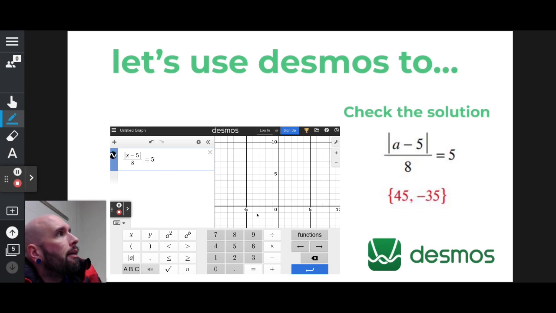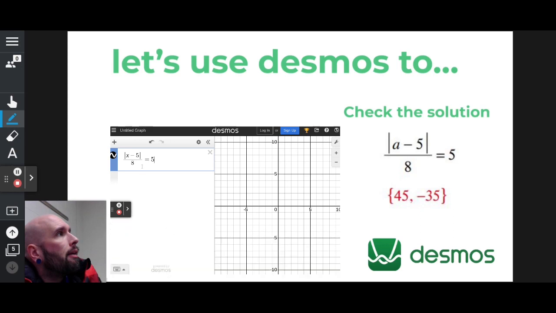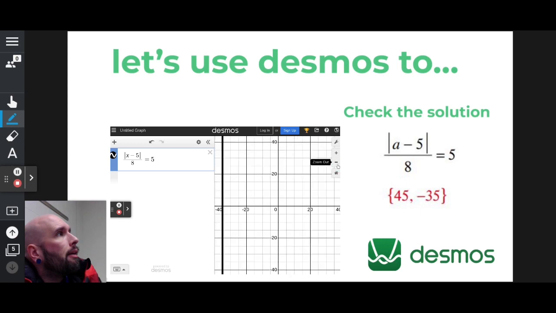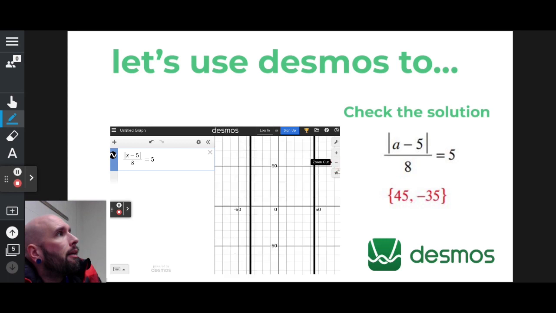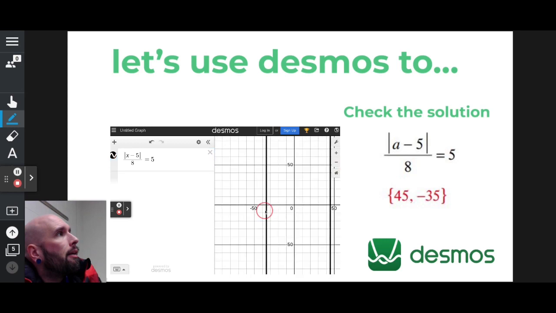Now, I don't see anything. I don't see anything at all. Did I do it wrong? No. But when I do absolute value problems, I'm supposed to see two answers. So let me zoom out. And let me zoom out. Ooh, and let me zoom out. Ooh, so I have two numbers.